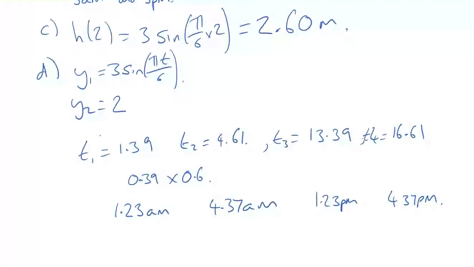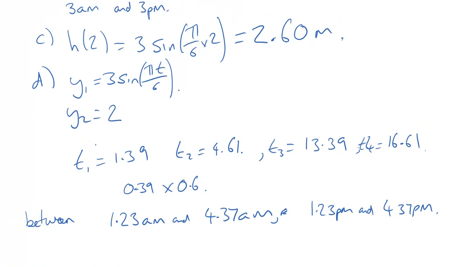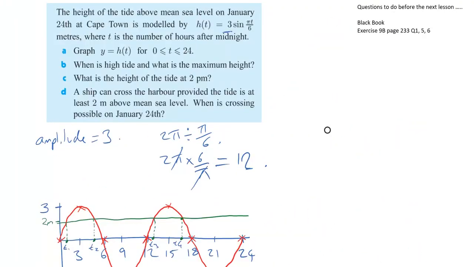So to write this out, the ship can cross between 1:23 a.m. and 4:37 a.m., and also 1:23 p.m. and 4:37 p.m. Okay, that is the full question.